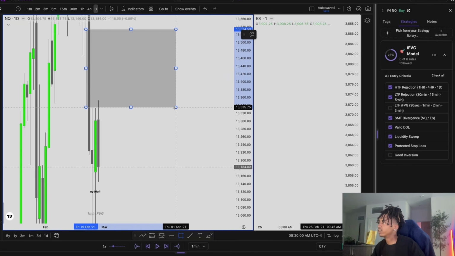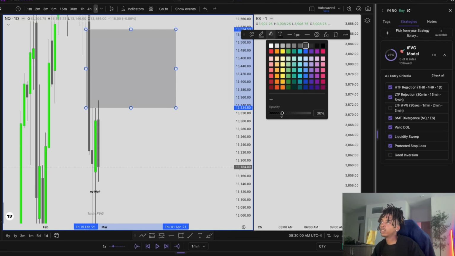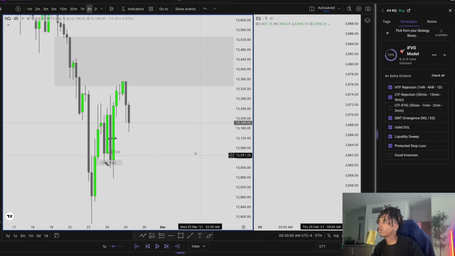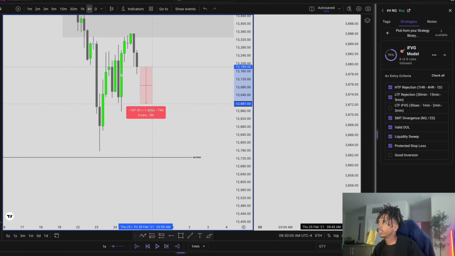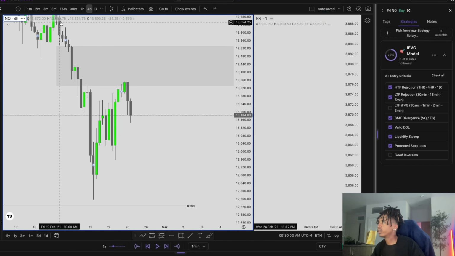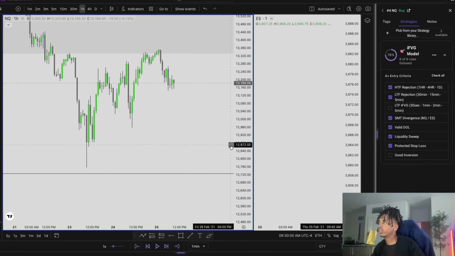Now we have this daily rejection right here. I'm just gonna go ahead and lighten this up just a little bit. We got the 4-hour right here, and then let me just ace all this out right here. I do want to target these equal lows on the higher time frame. It is relatively far, like 400 points away. So we'll see if we maybe have some type of liquidity leading up to it.